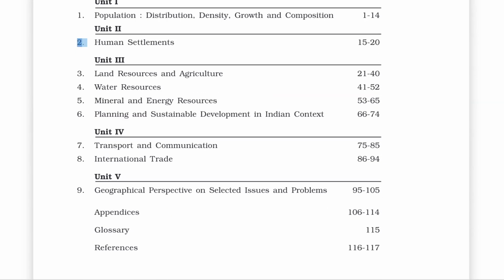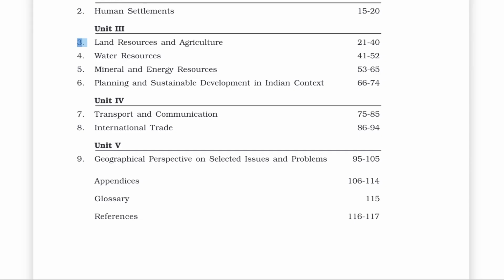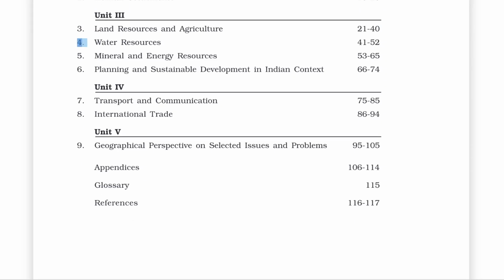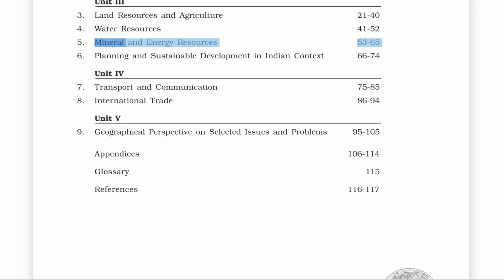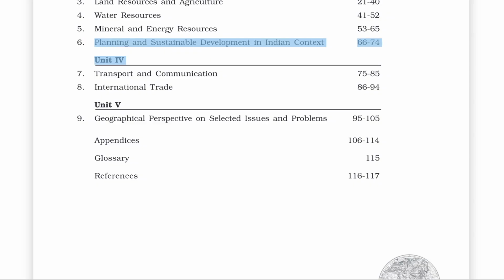Unit I. 1. Population, Distribution, Density, Growth and Composition, 1 to 14. Unit II. 2. Human Settlements, 15 to 20. Unit III. 3. Land Resources and Agriculture, 21 to 40. 4. Water Resources, 41 to 52. 5. Mineral and Energy Resources, 53 to 65. 6. Planning and Sustainable Development in Indian Context, 66 to 74.